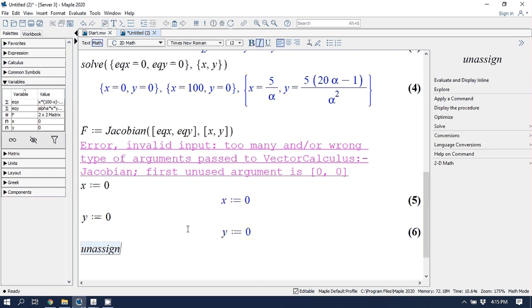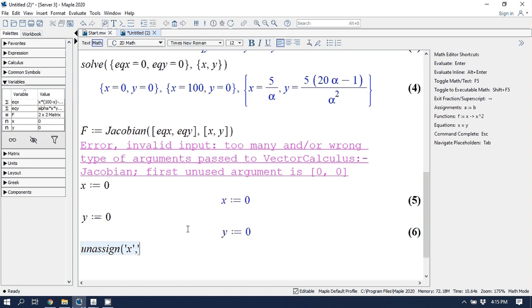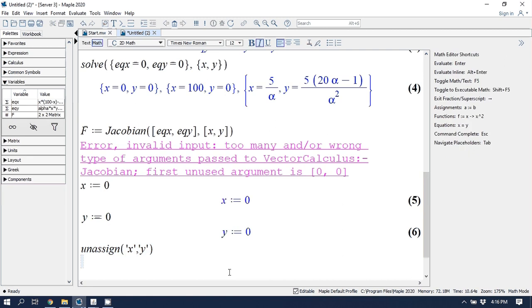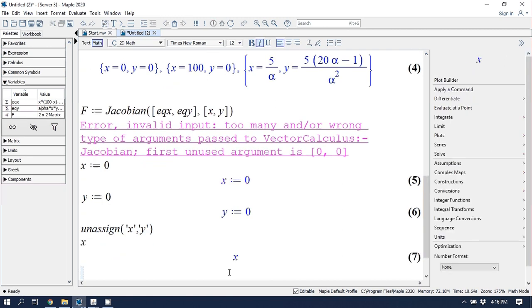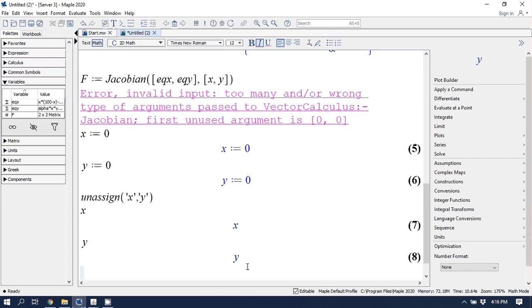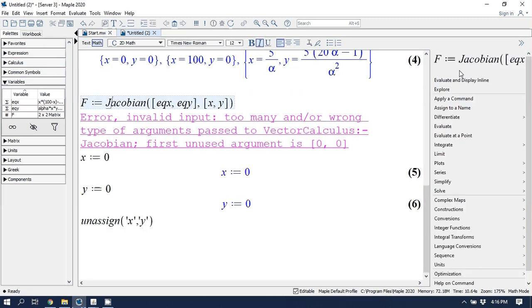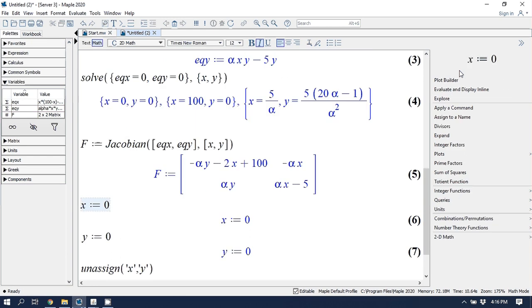So there are two important commands to keep in mind when you run into this type of trouble. One of them is unassign. Unassign essentially clears what you stored in each variable. So put each variable in apostrophes separated by commas. When you hit unassign, now x and y are again empty as variables. So they don't have a specific value anymore. And now, for example, if you launch the Jacobian command again, you get what you would expect to obtain, which is the Jacobian matrix in x and y.